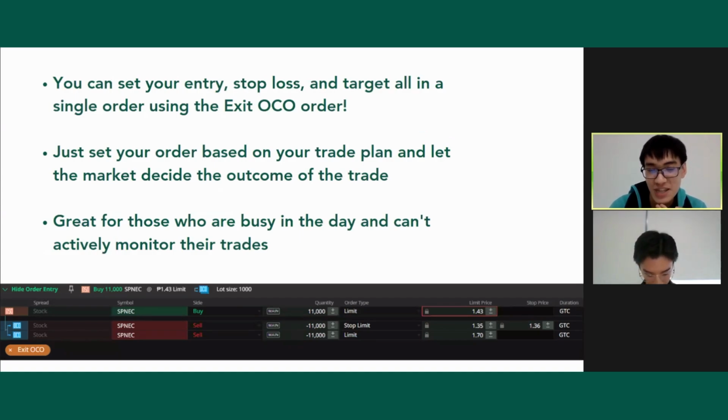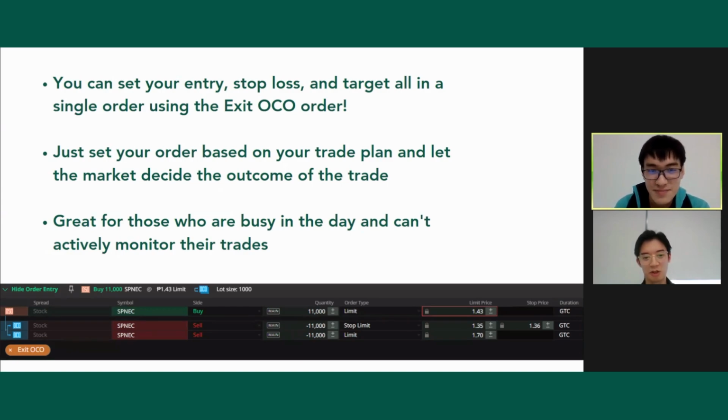And for me, when I was looking at it, it's really this feature that stands out. So did you know that you can set your entry, stop loss, and target all in a single order lang, di ba? So that's revolutionary, di ba? So parang entry, stop loss, target, isang order lang, di ba? You don't have to set different orders pa for your stop loss, for your take profit. Everything in just one order.